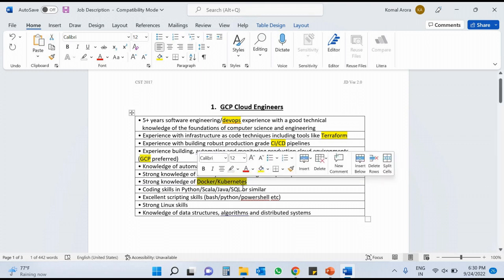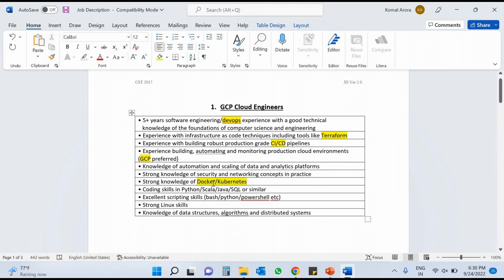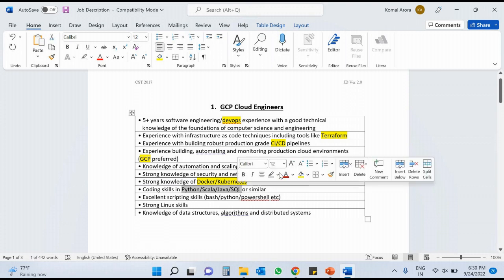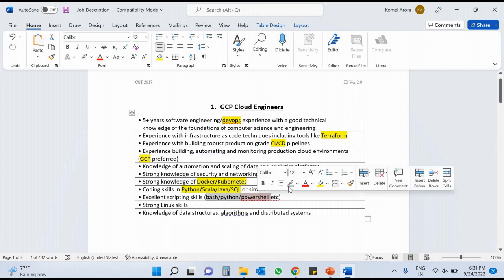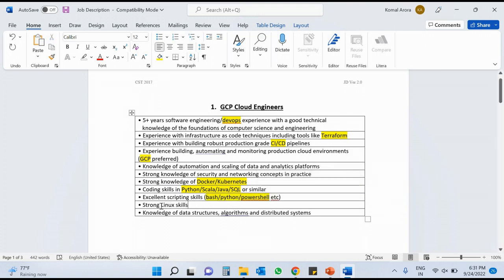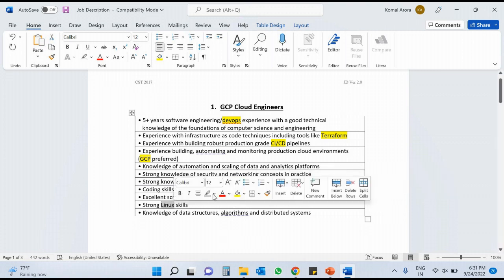So means the client is looking for a person having experience in either Docker or Kubernetes. Next is coding skills in Python, Scala, Java, SQL or similar. Looking for a person having experience in one of the technologies, either Python, Scala, Java or SQL. Next is excellent scripting skills: Bash, Python or PowerShell. This is also mandatory. Next, strong Linux skills. Linux is also a technology name.